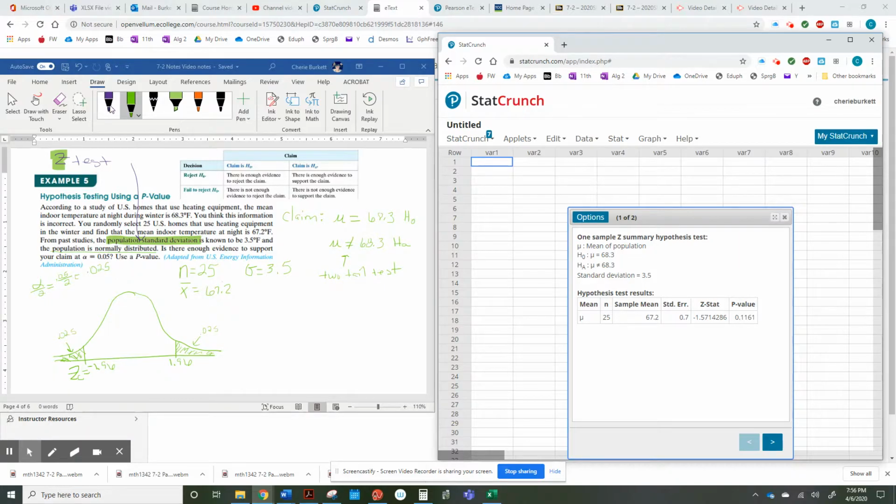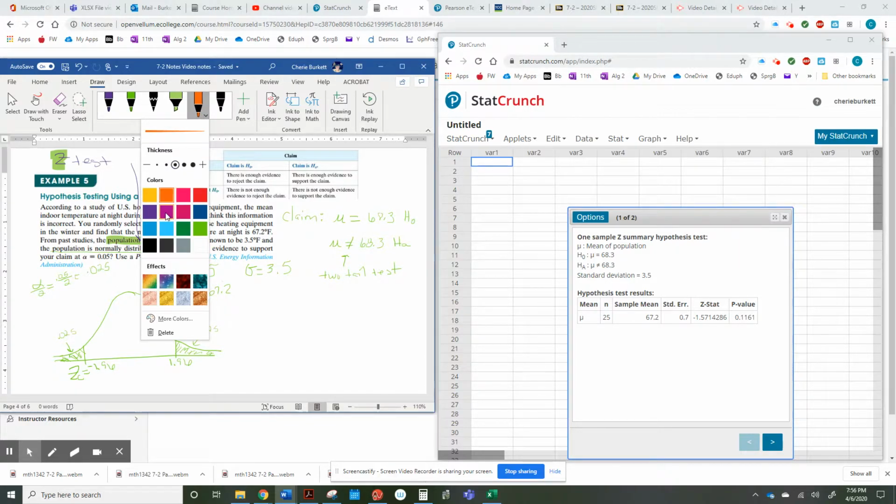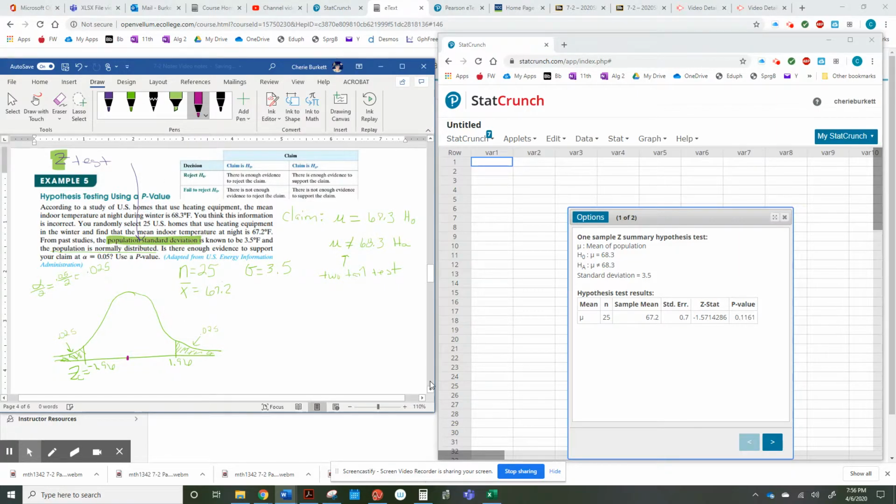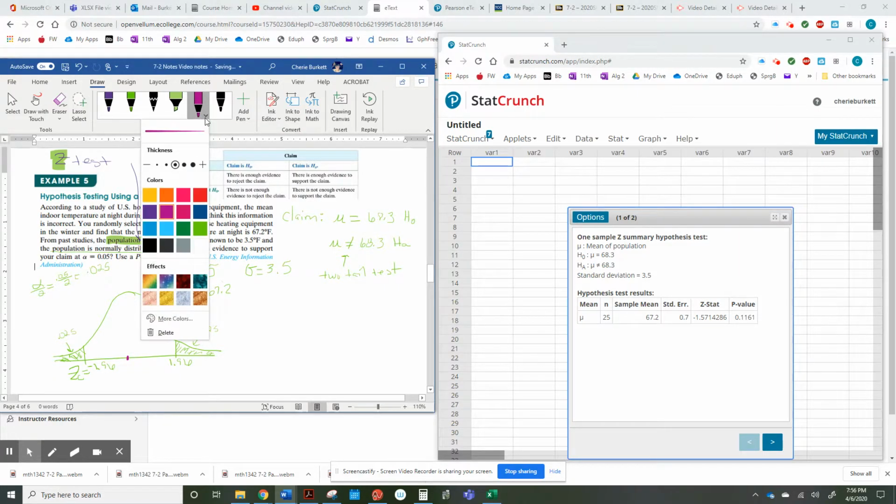I'm going to change my color. Let's change it to, I'm going to do my test statistic of negative 1.57. So here's 0 right here. A little fat.